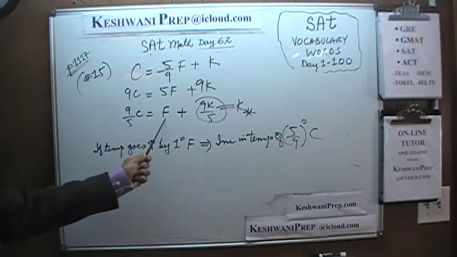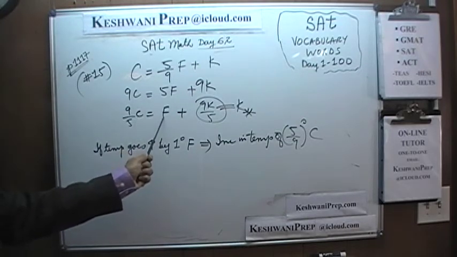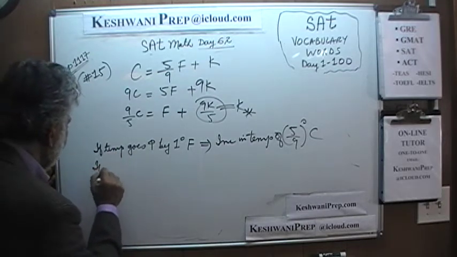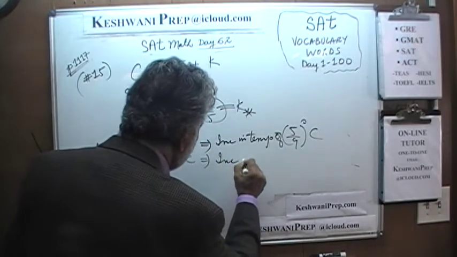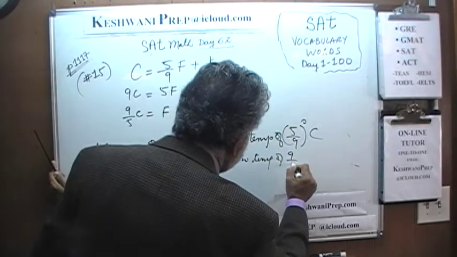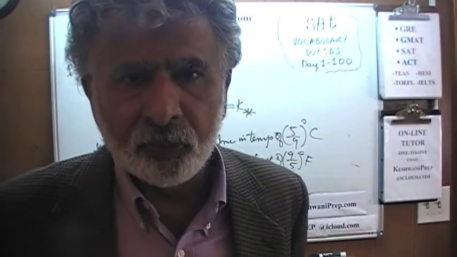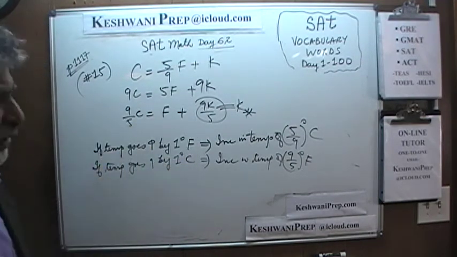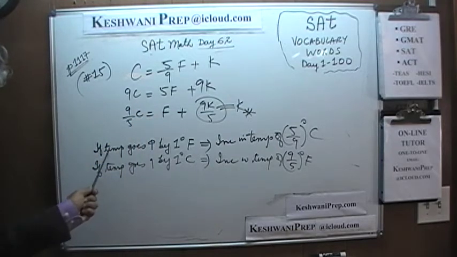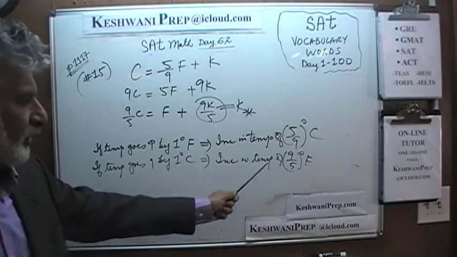What this tells us is that when the temperature goes up by 1 degree centigrade, it increases the Fahrenheit by 9/5. If temperature goes up by 1 degree centigrade, that implies an increase in temperature of 9/5 degree Fahrenheit, which of course has to be the case if you just think about it. It's the reciprocal of the slope. If the slope in this format is 5/9, when we switch the role of independent and dependent variable, the slope becomes a reciprocal. If the slope here is 5/9, this has to be 9/5. So an increase in temperature of 1 degree Fahrenheit increases the temperature by 5/9 degree centigrade. Then it stands to reason that 1 degree increase in centigrade must increase the temperature in Fahrenheit by 9/5.